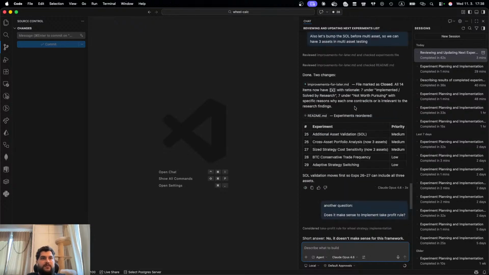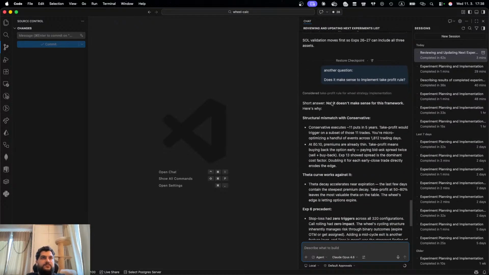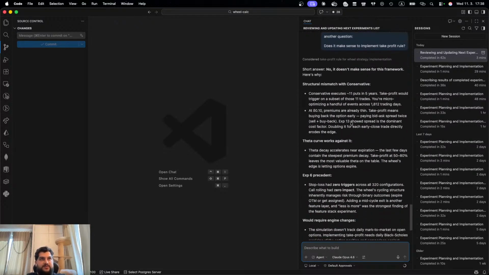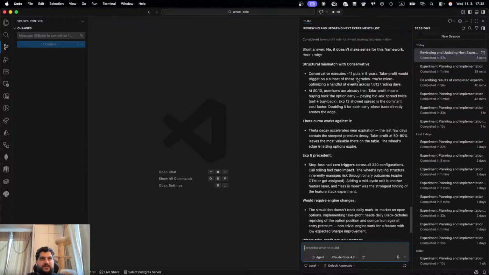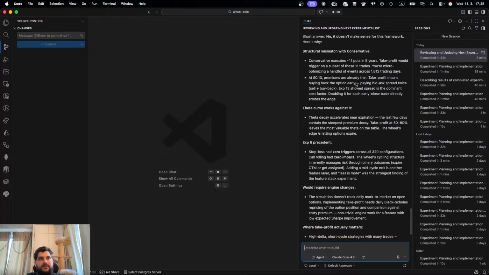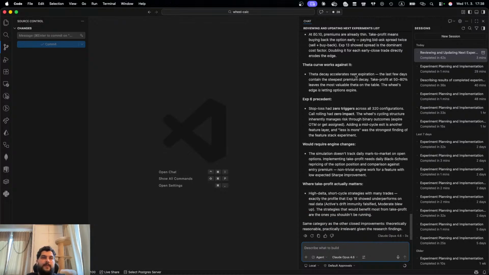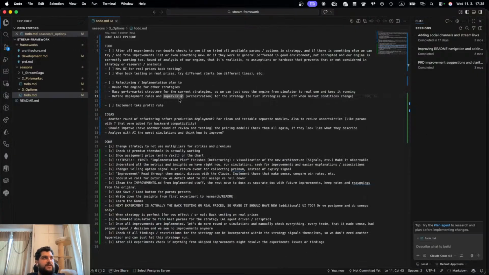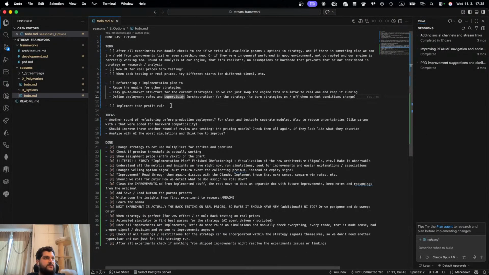Oh wait, we have a question here. Short answer, no, it doesn't make sense for this framework. Here is why. 30 if executes 11 puts in 5 years; take profit would trigger on a subset of those 11 trades. You're micro-optimizing a handful of events. Teams are already thin. Take profit means buying back the option early. Okay, it doesn't make sense to take profit. Let's just close it.